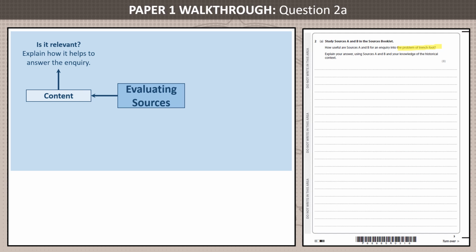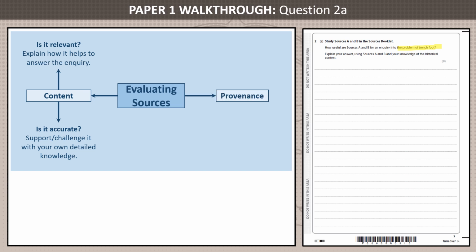We might also ask, is the content accurate? Now, the best way to do this is to support or to challenge the content in the source with some of your own detailed knowledge.